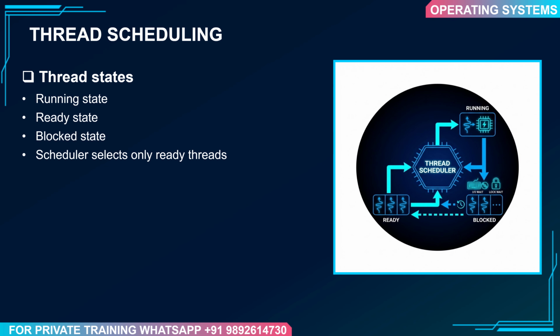Let us look at what the scheduler actually sees. From the scheduler's point of view, a thread can be in different states. A thread may be running on the CPU right now. It may be ready, meaning it wants to run but is waiting for CPU time. Or it may be blocked, meaning it cannot run yet because it is waiting for something like input or a lock. The scheduler only chooses from threads that are ready.